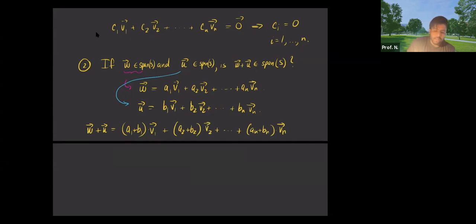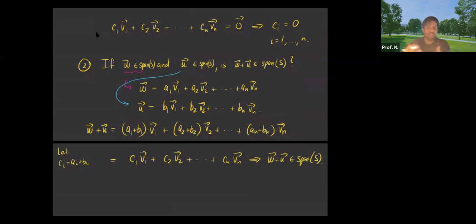And what am I saying with this? Exactly. All of these, A1 plus B1, A2 plus B2, An plus Bn, I can call them some other coefficient. Call it C1. So let Ci equal Ai plus Bi. Then this becomes C1 V1 plus C2 V2 plus, I just renamed them, Cn Vn. What does this mean? This means that W plus U is in the span of S.